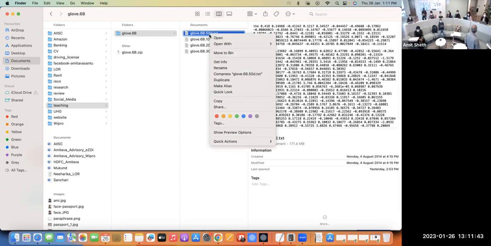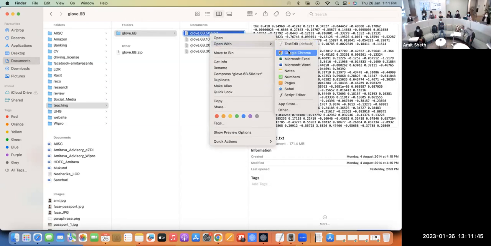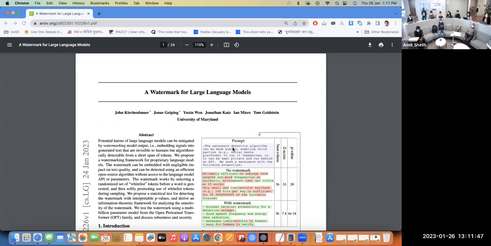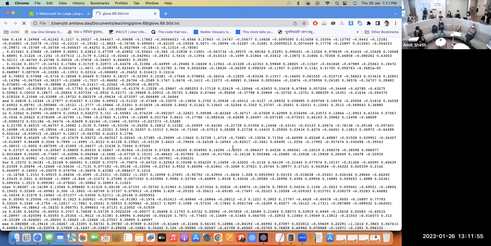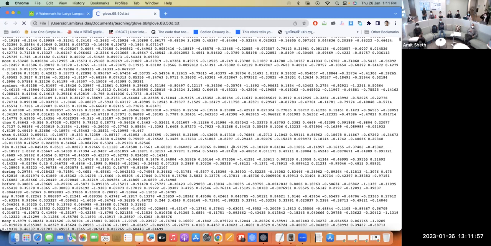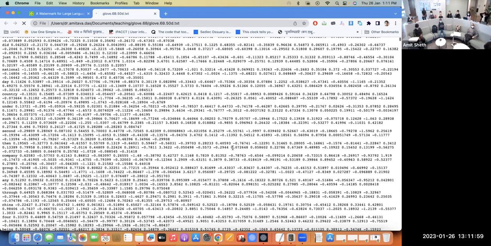So let me open up a word vector file. How many of you have downloaded and seen the word vector file? I believe everybody. And it looks like this. You have a word here, company, and this is what the vector looks like, right? There are a bunch of numbers and so on. And I believe no one understands what it is, right?